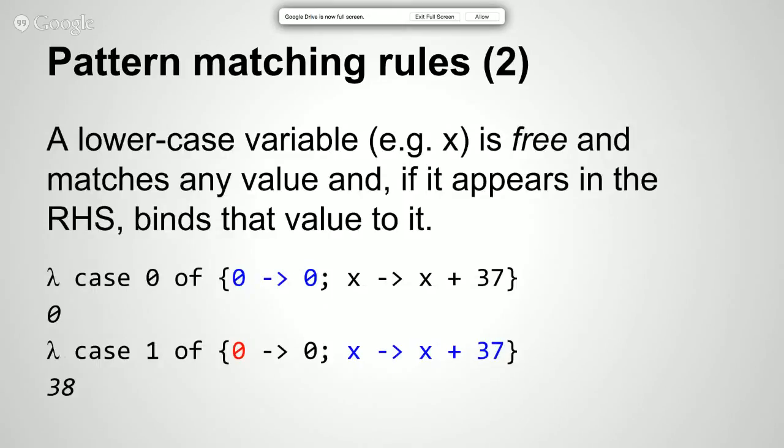The second rule is that a lowercase symbol will be a variable. It's a free variable, and it's going to match any value. And if it appears in the right-hand side, then the variable in the right-hand side is going to be bound to that value. So the 0 case matches the first pattern, and we get a 0. That's the case 0 of statement. And then the case 1 of statement, well, it doesn't match the 0, but it does match the x because that's a free variable. That'll match anything. And it binds x to 1, so it returns 38.